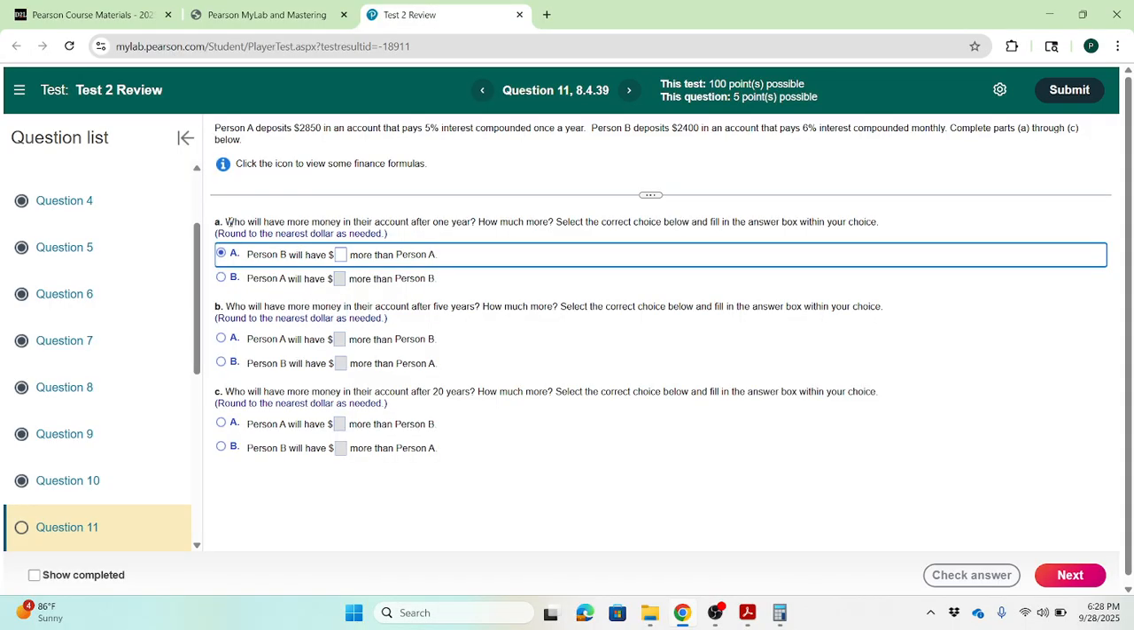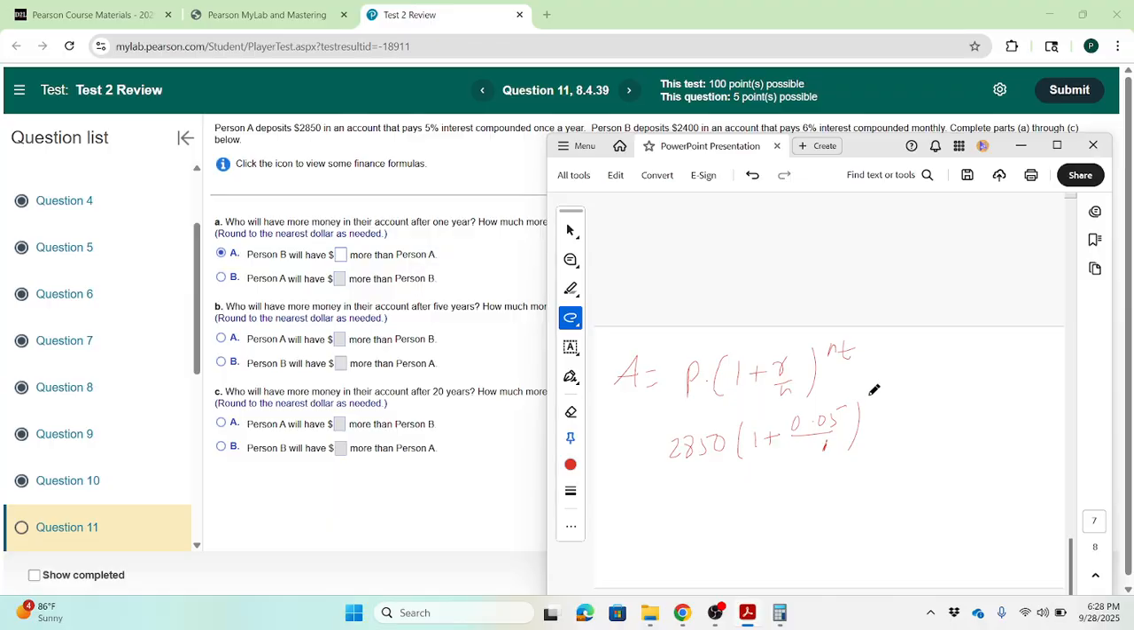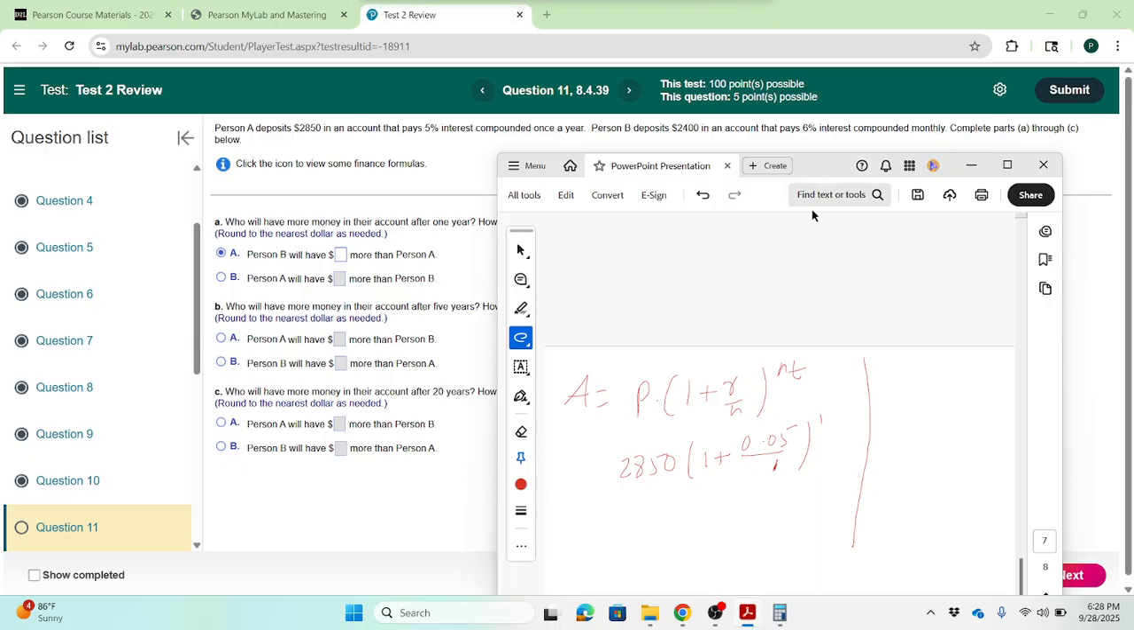Who will have more money in their account after 1 year? So that's just 1 year. So 1 times 1 is 1. This is the number you have to calculate for A. And then for B, use the same thing, but N would be compounded monthly, so N would be 12. So for B, it would be 2400, 1 plus the rate is 6%, and then N is 12, and n times t is 12 times 1 because it's for 1 year, so 12.